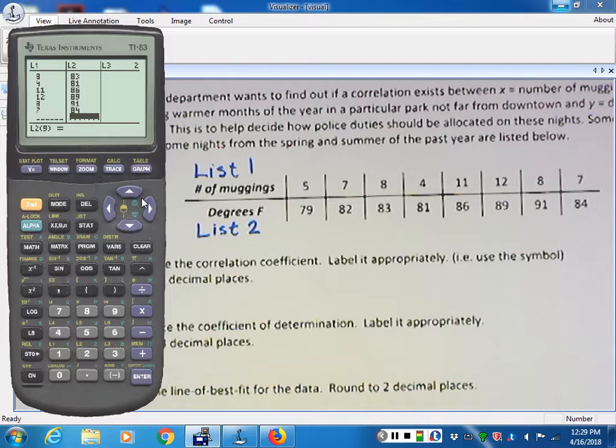Check carefully when you're finished that you, number 1, entered all those numbers correctly and that both of your lists are the same length, because these data are paired. This is paired data.